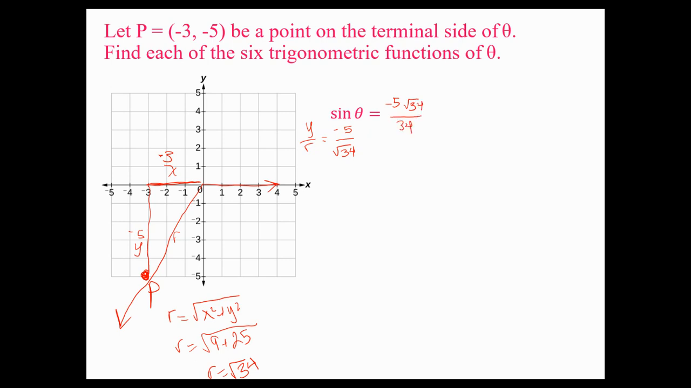Over 34. My cosine is x over r, which is going to be negative 3 over the square root of 34. Again, we do not want to leave this, so we end up with negative 3 square root of 34 over 34. And tangent is our opposite over adjacent, y over x, which is going to give us negative 5 over negative 3. That's going to simplify to a positive 5 over 3.